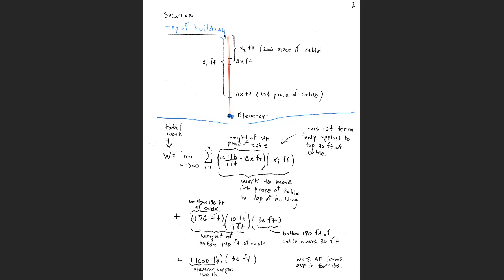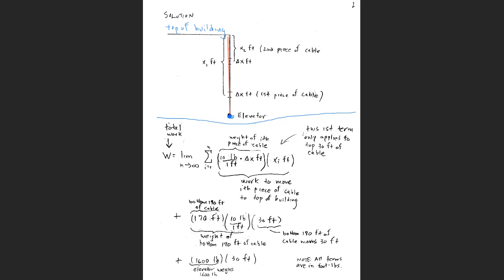And again, we are going to be moving the elevator 30 feet. Now in this case, there are three components to the work. And what I'd like to do is talk about each of the components piece by piece, okay? So first of all, let's talk about the elevator. The elevator weighs 1,600 pounds.